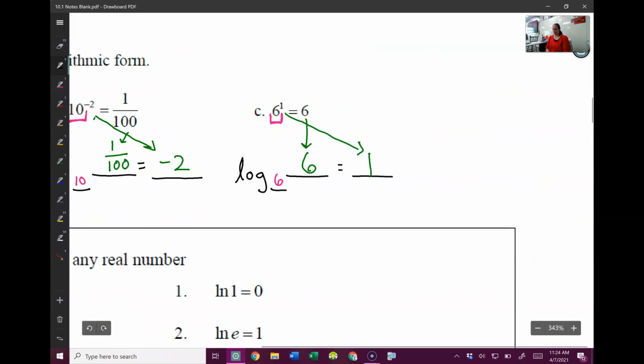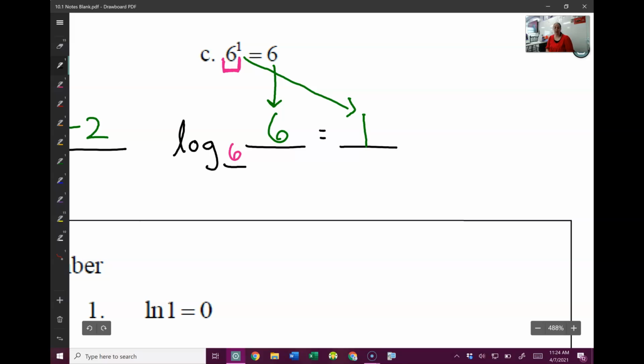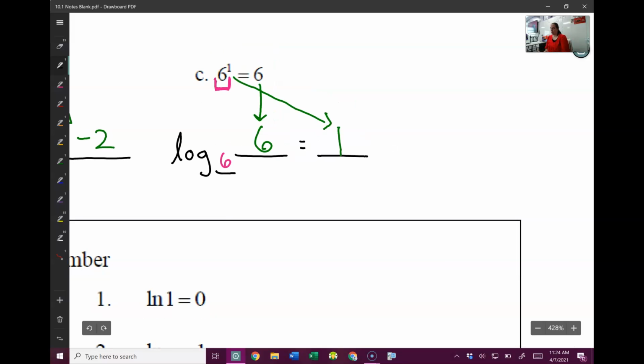Now I'm going to come over here to this one that we just did, and we're going to talk about another one. There's another rule of exponents that you've done where any number raised to the first power is itself. So any number raised to the first power is itself.